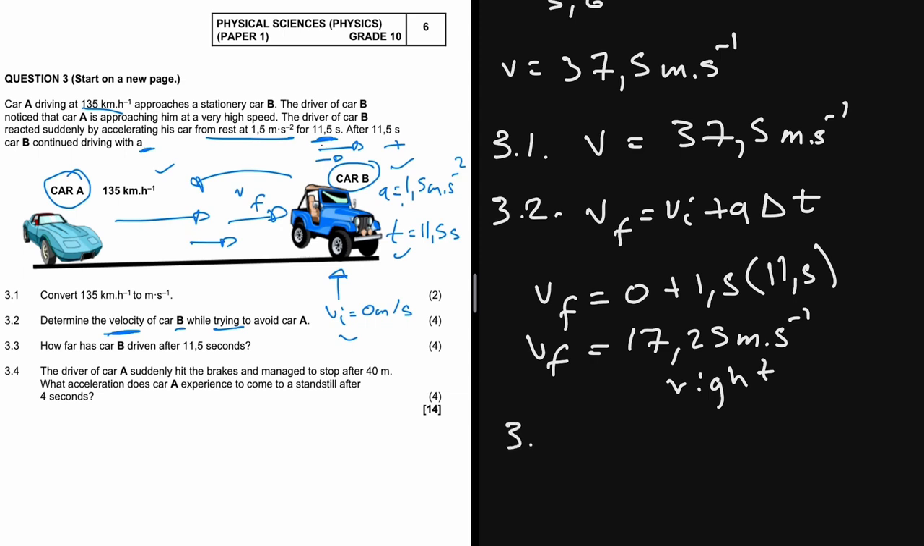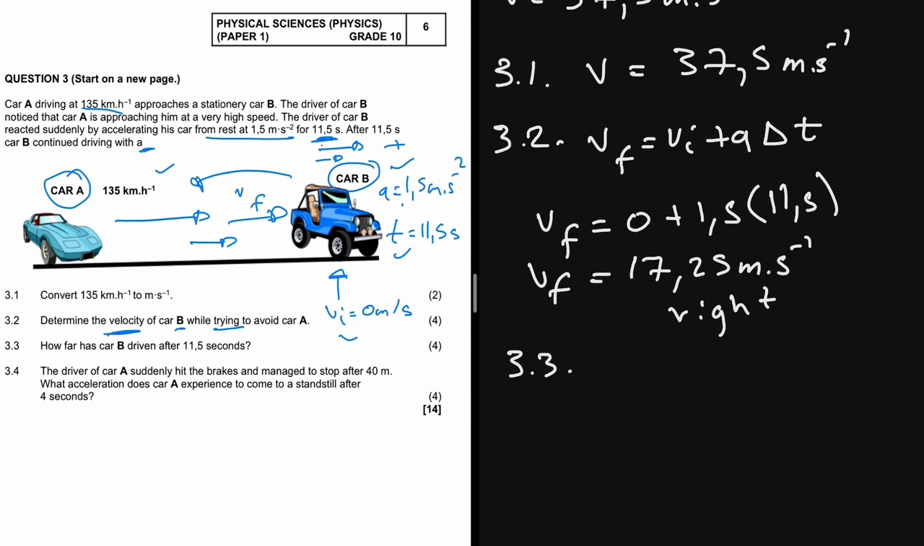The next question, 3.3, they say: how far has car B driven after 11.5 seconds? So they want the displacement: how far did the car travel? What do we have? We have everything: final velocity, initial velocity, time and acceleration. So we can select a suitable equation of motion. Remember, you have the equations of motion on your formula sheet. We can select the equation that says the change in displacement is equal to initial velocity multiplied by change in time.